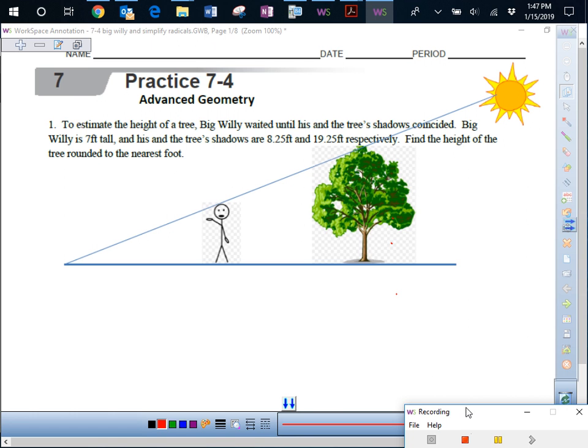Hey guys, this is 7-4 in Advanced Geometry. Today we're talking about a little more similar triangles and a little simplifying radicals.